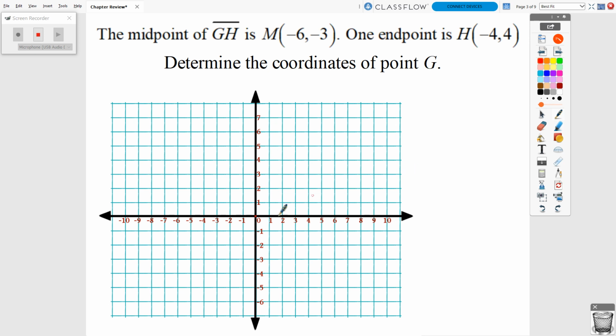So let's graph what we know here. The midpoint M is at negative 6, negative 3. So there's negative 6, negative 3. There is M, the midpoint. And H, one of the endpoints, is at negative 4, comma 4. So there's H. So what that's telling me is H is one of the end points. M is in the middle. So that means I need to go over the same amount just on the other side of M. And then that'll tell me where point G is.